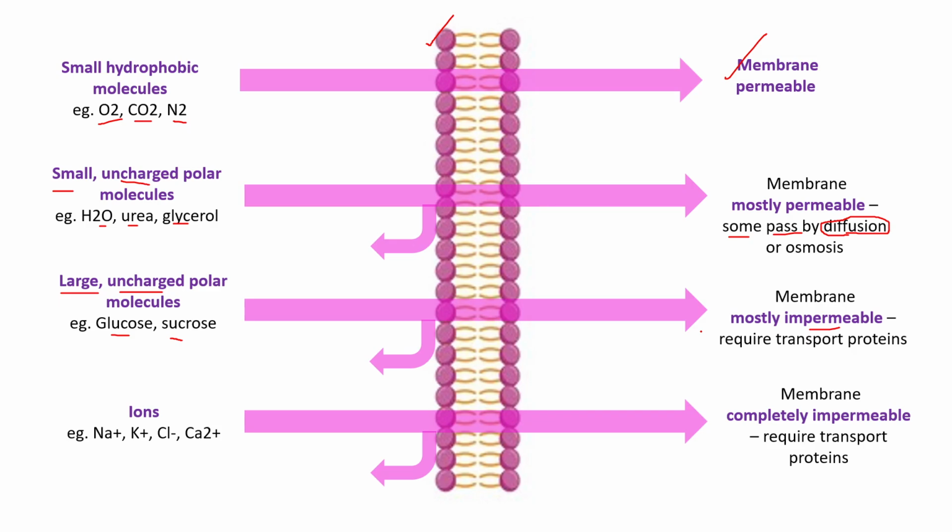Then ions like Na plus, K plus, Cl minus, Ca2 plus are completely impermeable. That means they again require transport proteins, like channels, sodium potassium ATPase, calcium pump, then potassium pump, which are present to transfer the ions. So O2, CO2 and N2 can pass easily through the plasma membrane, and others require transport proteins.